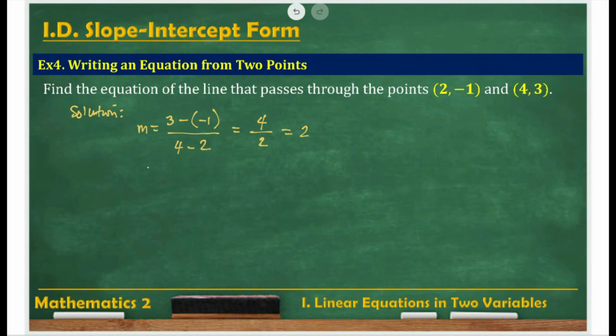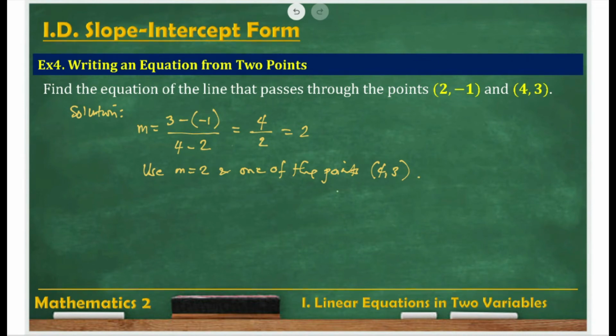Now let's use the slope obtained and one of the points to find the value of b. So here, we're going to make use of the slope obtained, which is 2, and then one of the points. We just have to choose from (2, -1) and (4, 3). Suppose we're going to choose (4, 3). So I'm going to write (4, 3) here.